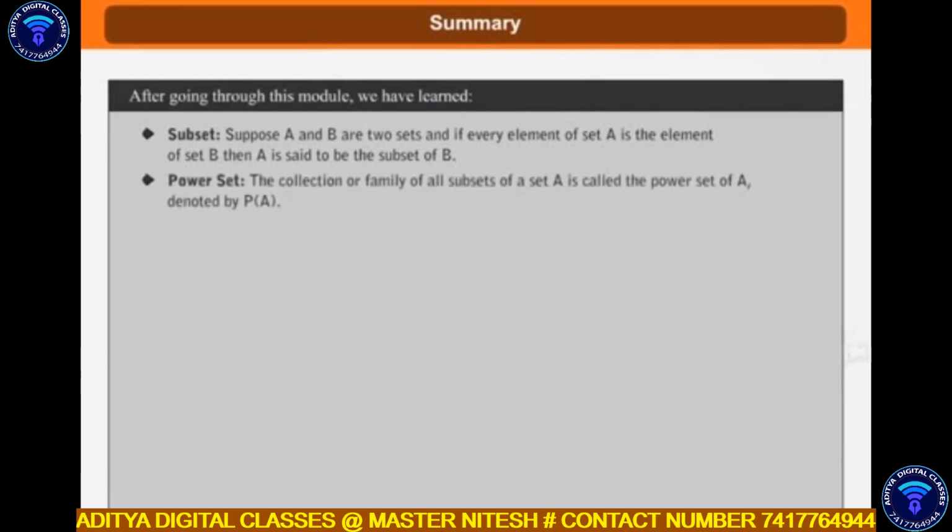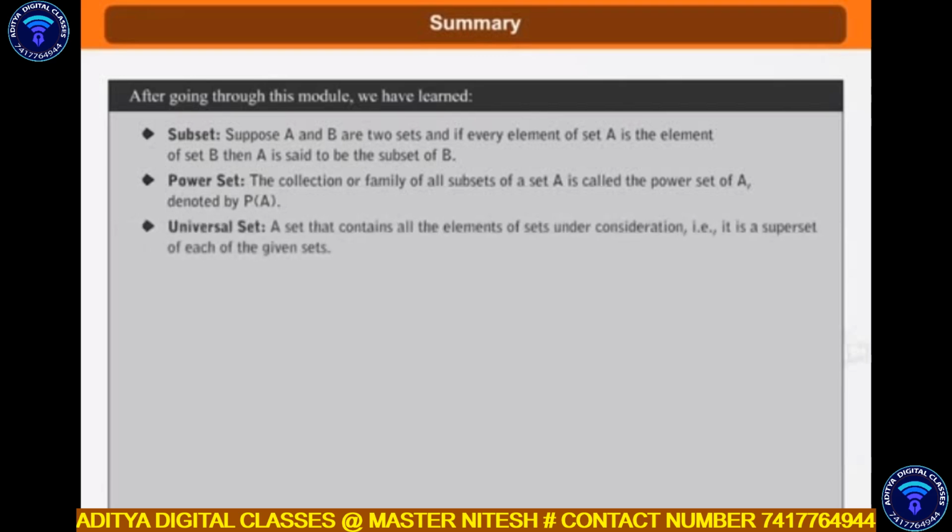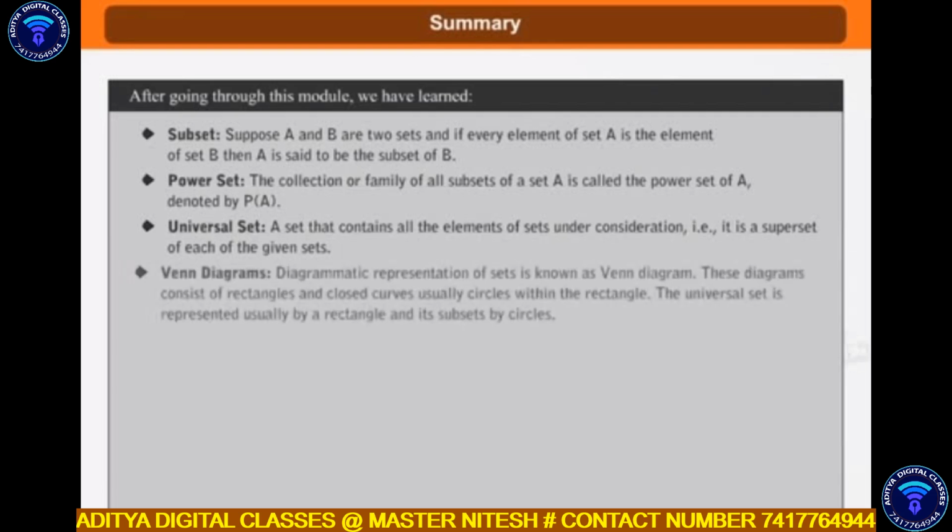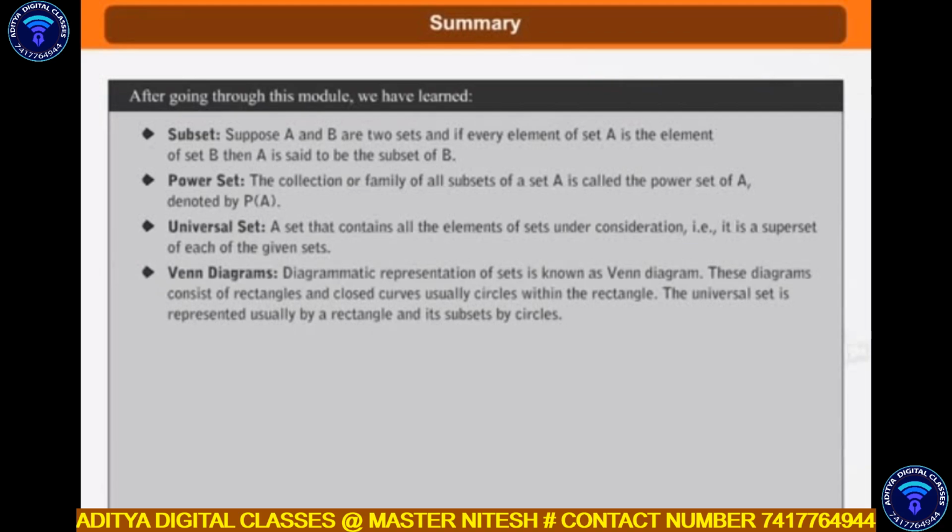Power set. The collection or family of all subsets of a set A is called the power set of A, denoted by P(A). Universal set. A set that contains all the elements of sets under consideration, that is, it is a superset of each of the given sets. Venn diagrams.